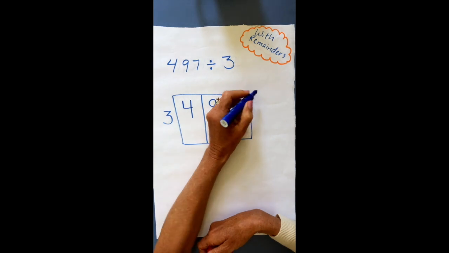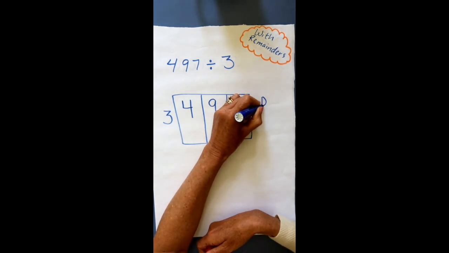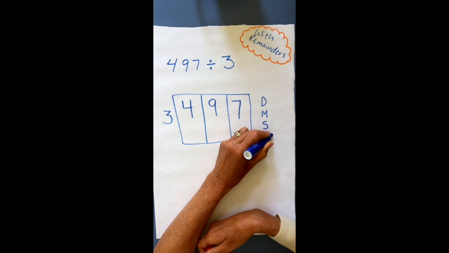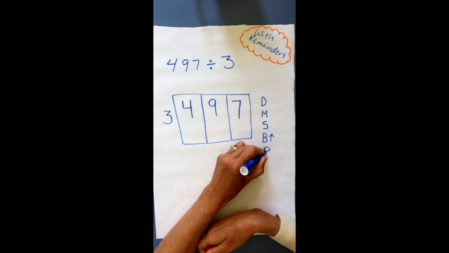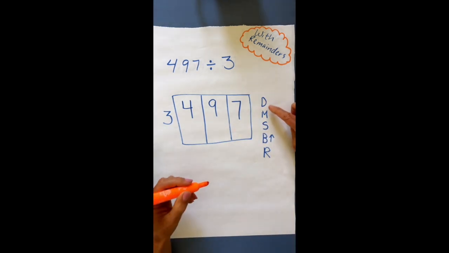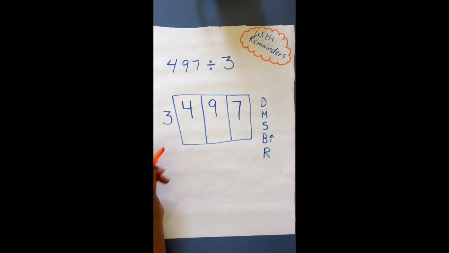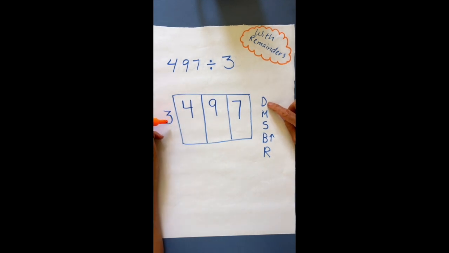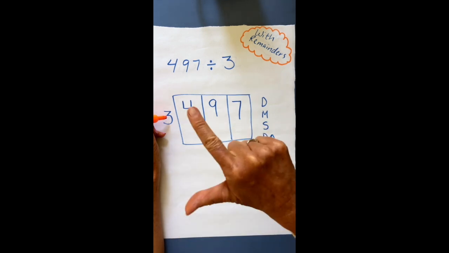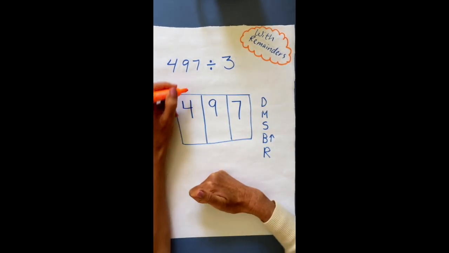Then I remember my algorithm: daddy, mother, sister, brother, rover. And now I'm ready to go. I remember this means divide, multiply, subtract, bring up, repeat. So the first thing I'm going to do is divide. So how many 3s are in 4? 3, 6, too many, so it's 1.